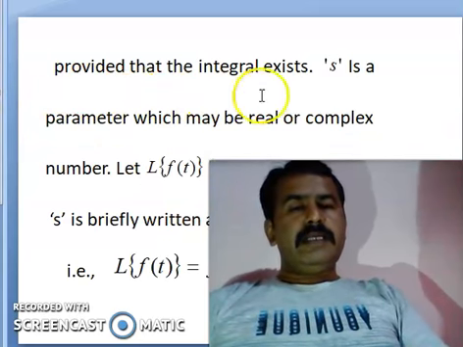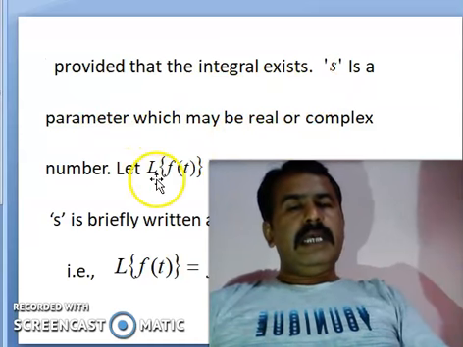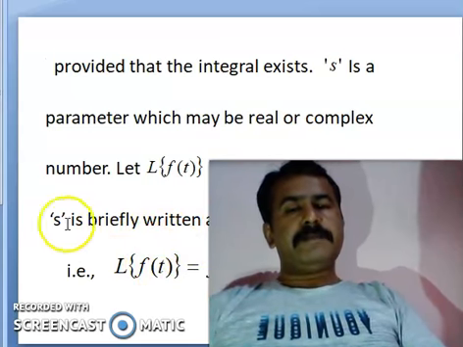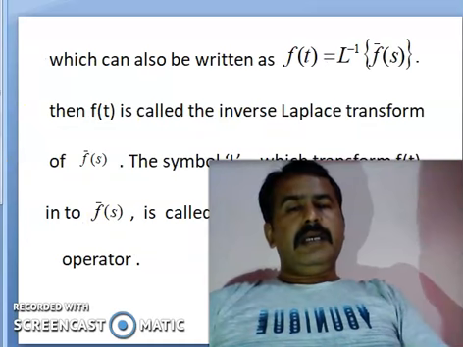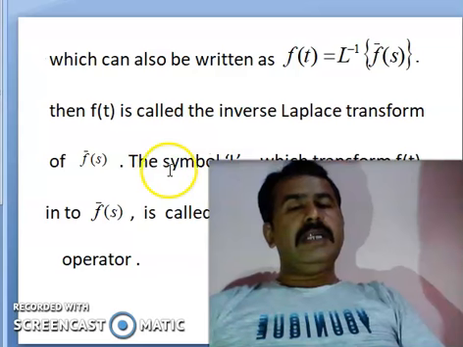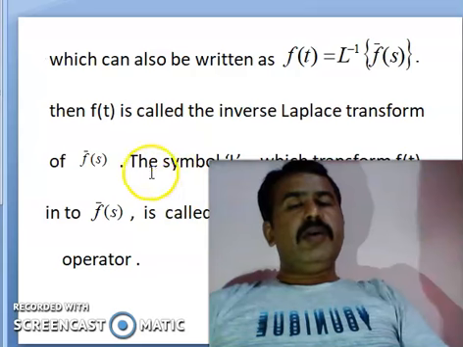Provided that the integral exists, s is a parameter which may be real or complex. Let L{f(t)} being a function of s be written as f bar of s. L{f(t)} equal to f bar of s, which can also be written as f(t) equal to L inverse of f bar of s. Then f(t) is called the inverse Laplace transform of f bar of s. Here the symbol L is the Laplace operator.